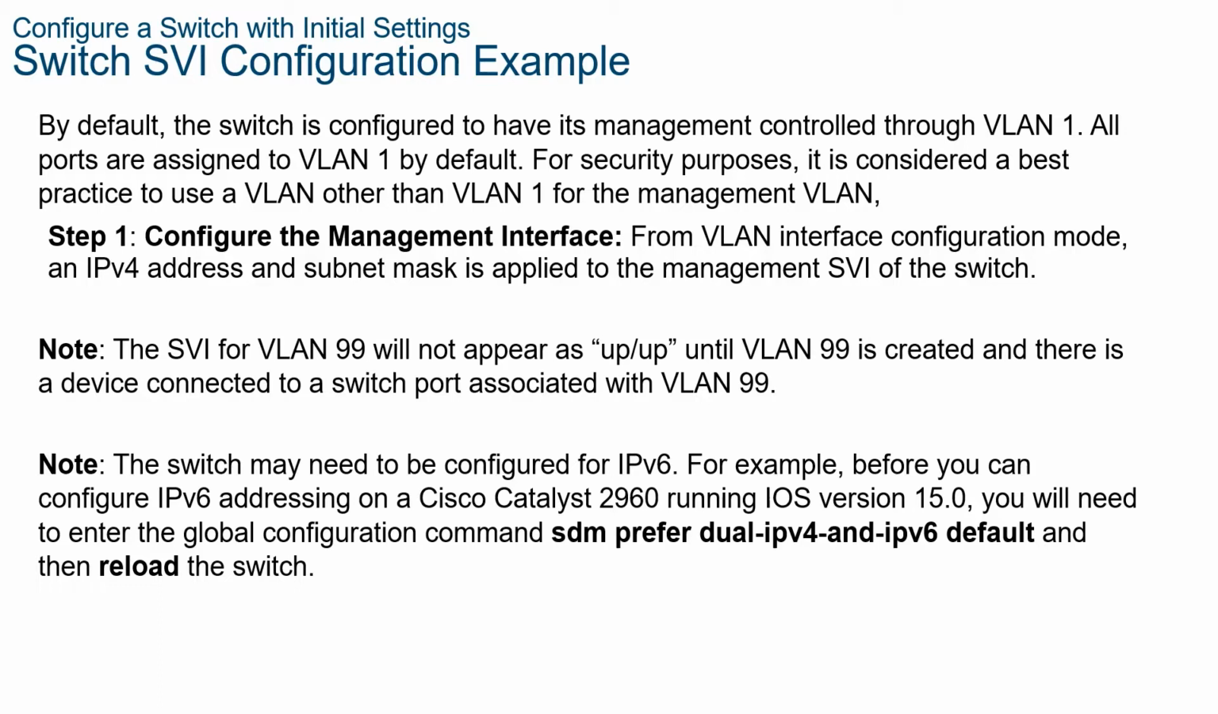You will need to enter the global configuration command sdm prefer dual-ipv4-and-ipv6 default, and then reload the switch. So after typing this command, you need to type in reload.